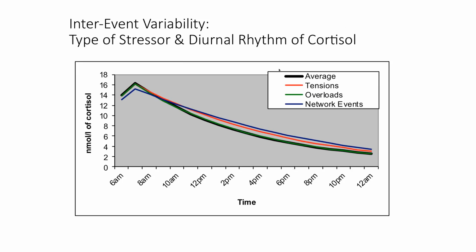this is another way of showing those results where the blue line, those are network events, and the red line, those are interpersonal tensions. And we see that on days that you have those, your cortisol curve looks flatter and has more circulating cortisol in your system compared to average days as well as overload days. Okay, next slide.